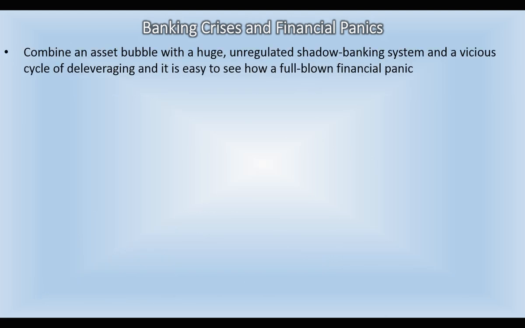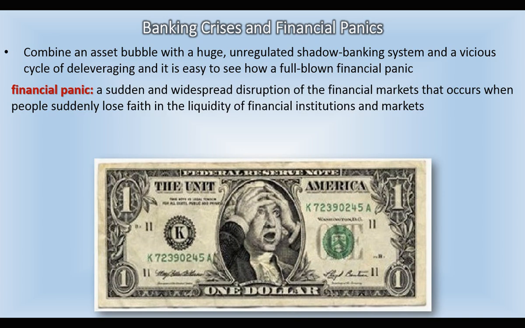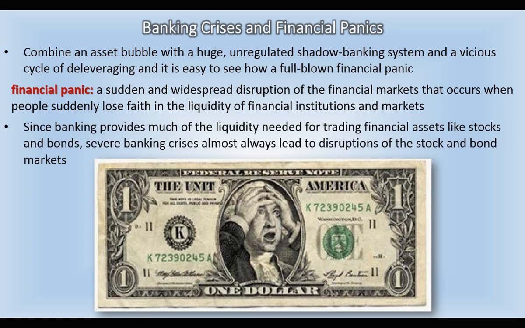So combining an asset bubble with a huge unregulated shadow banking system and a vicious cycle of deleveraging, it's easy to see how a full-blown financial panic could occur. So a financial panic is a sudden and widespread disruption of the financial markets that occurs when people suddenly lose faith in the liquidity of financial institutions and markets. Since banking provides much of the liquidity needed for trading financial assets like stocks and bonds, severe banking crises almost always lead to disruptions of the stock and the bond markets as well.